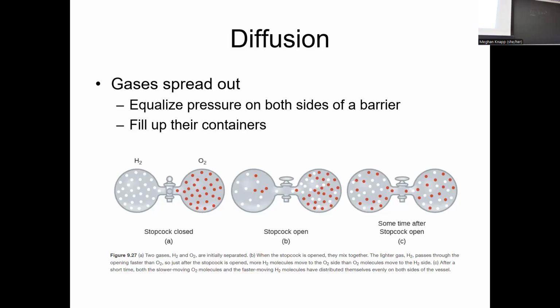Now, eventually, given long enough, they're going to reach equal amounts on both sides. That's a process we call equilibrium, and they might still be moving back and forth, but it's still going to be equal. But which one reaches the point where it's equal numbers of molecules on each side first is going to be the lighter one.